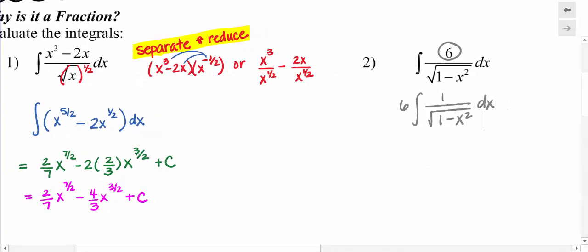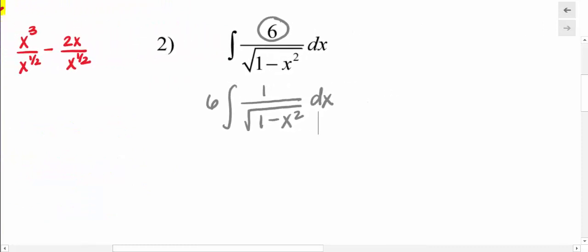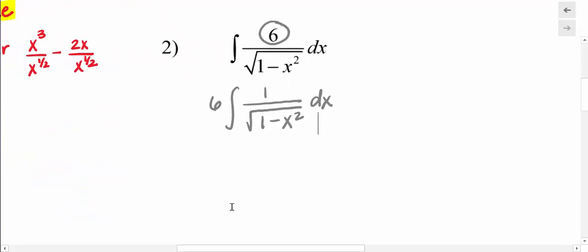All right, so now I look at this. This is not a separate and reduce like question 1, because although I am dividing technically by one term, it's a square root function, I only have one term in my numerator, so there's really nothing for me to separate and reduce, so this has to be something else. Well, and it's not going to be u-substitution either. I can show you why on the next question.